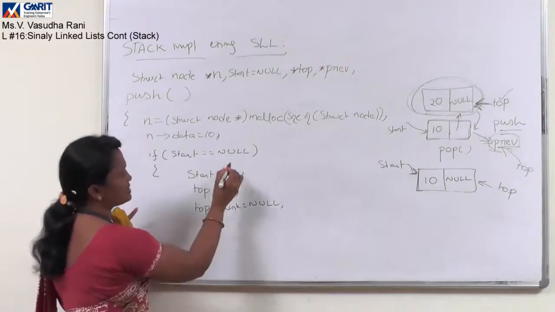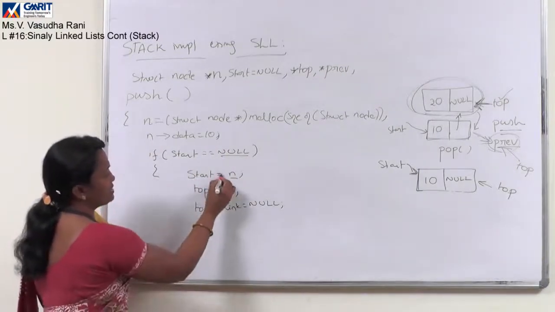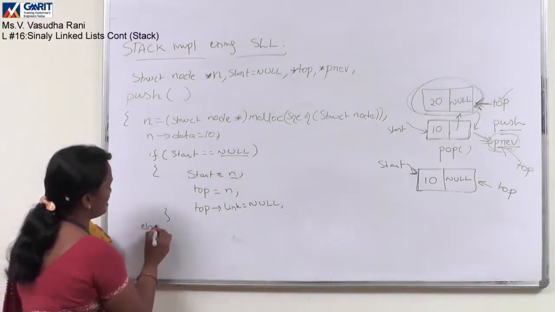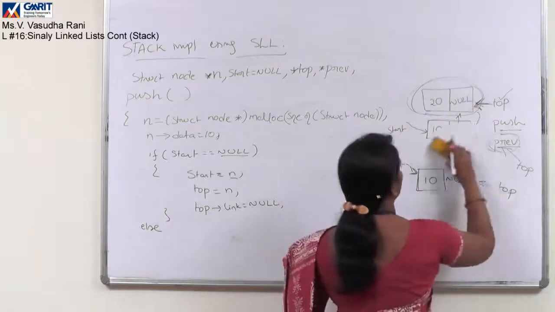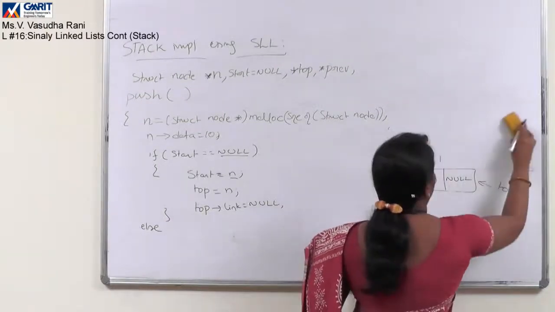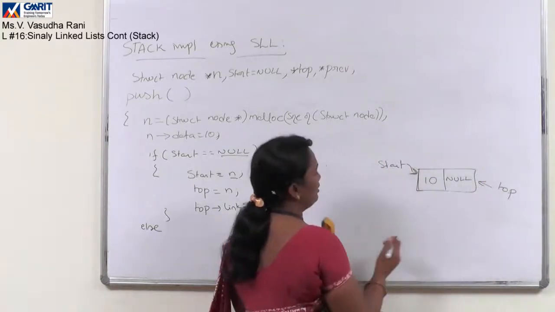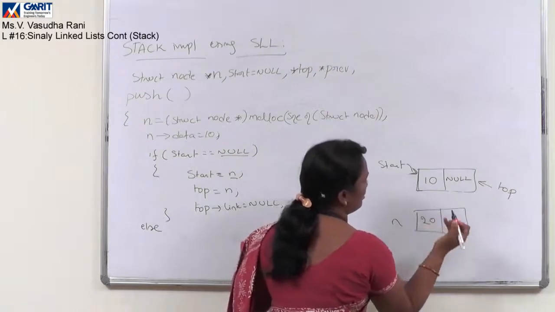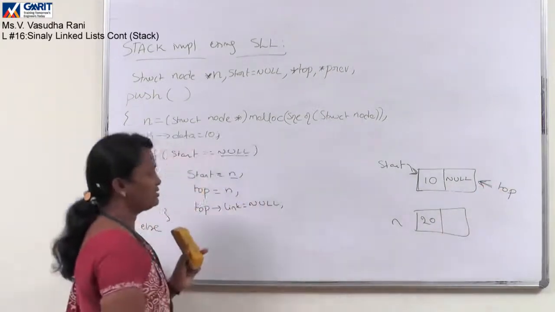So if it is the first node we are inserting, n is directly assigned to start and top is n, and top link is null. The else case is that already one node is there like this. You have got your next node n to insert here above the top, as it is a stack.